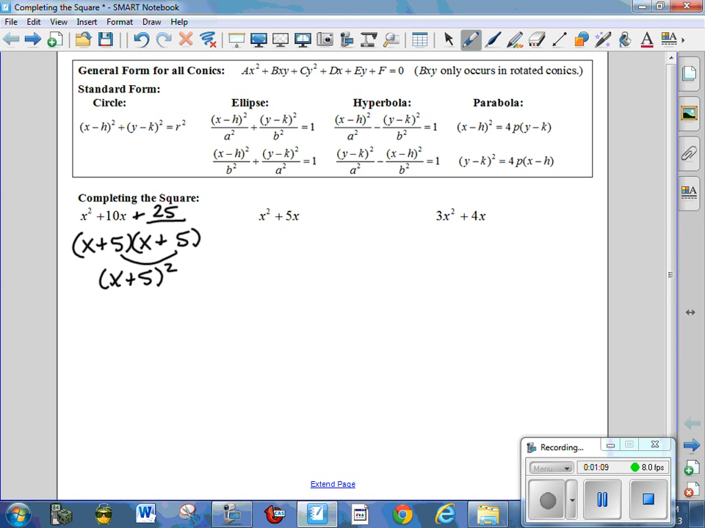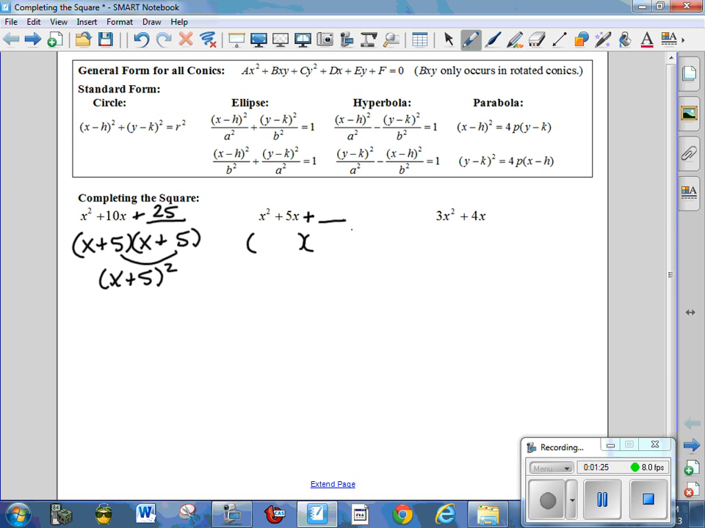And you'll notice that in all of these, there is a quantity squared. And that's why we need to be able to do this, to write that quantity squared in each of these standard form equations. The next one, x squared plus 5x plus blank.